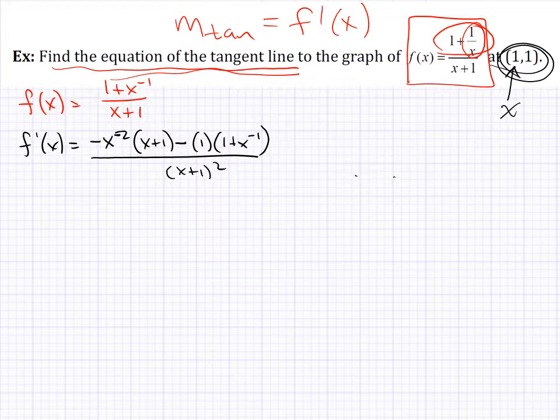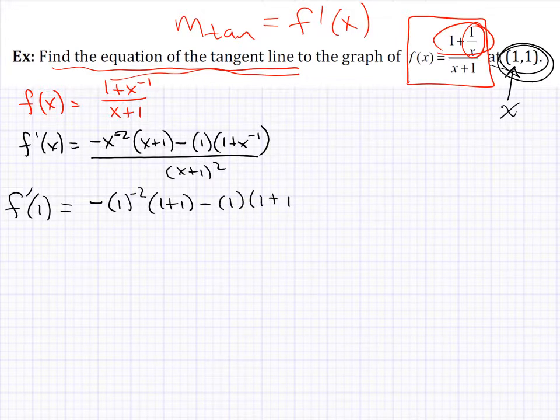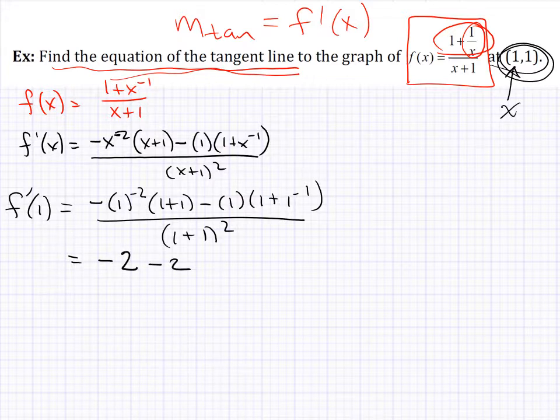Now, sometimes we need to simplify the derivative because we're going to use the derivative to do more, but right now, for this example, I'm not going to. It's not necessary. So I want to find f prime of 1. So I have negative 1 to the negative 2 times 1 plus 1 minus 1 times 1 plus 1 to the negative 1 all over 1 plus 1 squared. I mean, the good thing is that 1 to any power is going to be 1, even if it's negative. So this is going to give me negative 2 minus 2 all over 2 squared. So I get negative 4 over 4. So I get negative 1.